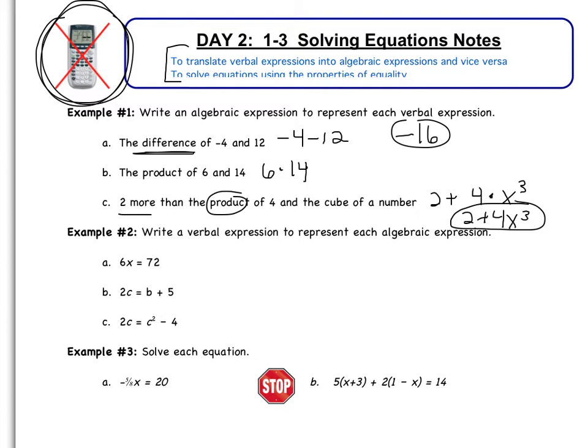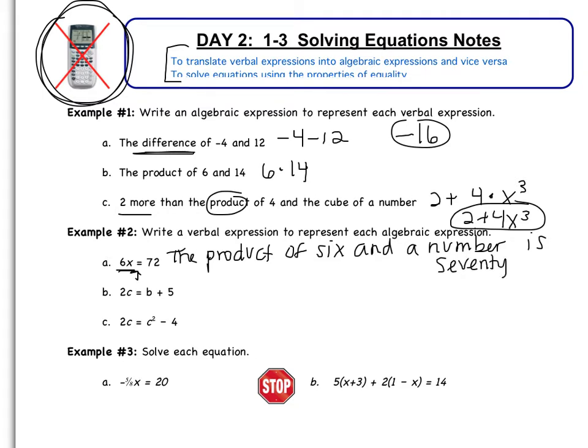This time, for example 2, you are given the algebraic expression and you have to write the verbal expression. So in A, we have 6x. So that's going to be the product, because we're multiplying, the product of 6 and a number. Now we have equal, so is 72. So the product of 6 and a number is 72.